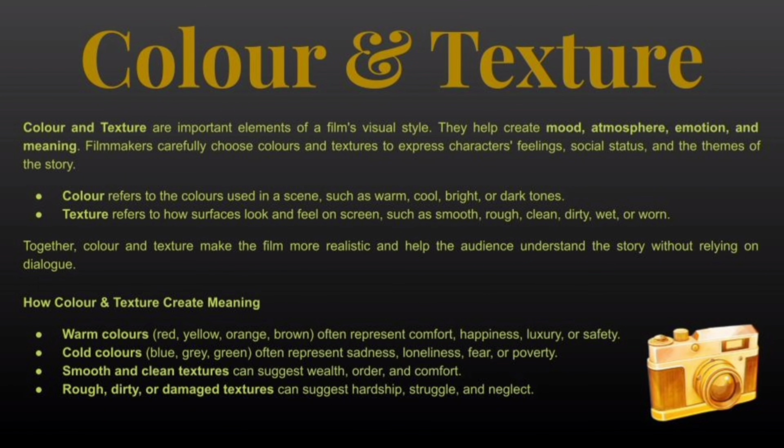Now let's look at color and structure, other important visual elements in Parasite. Color and structure help create mood and meaning. The director uses them to show emotion, social classes, and the film's main themes. For example, warm colors and a clean, smooth surface often represent comfort, wealth, and safety. In contrast, cold colors and rough, damaged structures represent poverty, struggle, and insecurity. In Parasite, Bong Joon-ho uses this visual contrast to clearly show the difference between the lives of the rich and the poor, even without using dialogue.